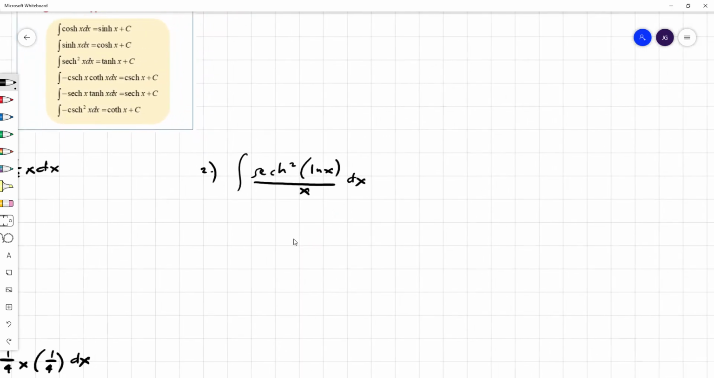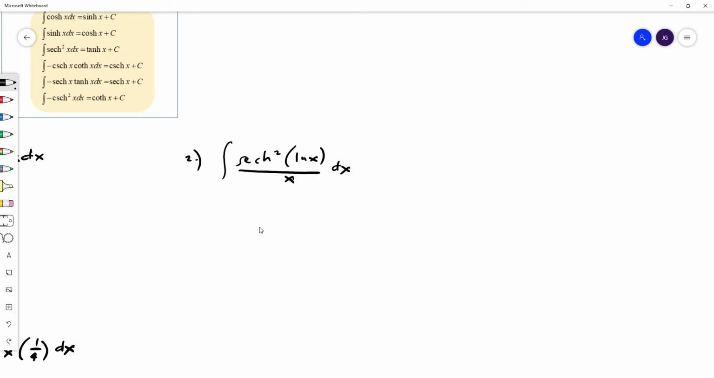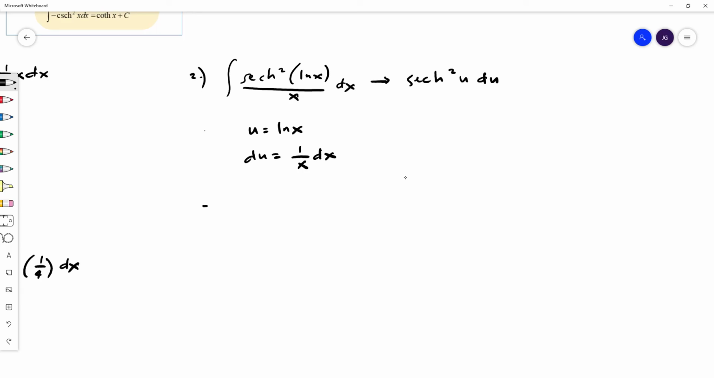Okay, another example is the hyperbolic sec squared u du, and for this one, again, we just need to relate our equation to the formulas. For this one, we can find this as hyperbolic sec squared u and du. So we can simply find our u as ln x, and our du is equivalent to 1 over x dx. So therefore, our equation is hyperbolic sec squared ln x, then its du, which is dx over x, or 1 over x times dx.